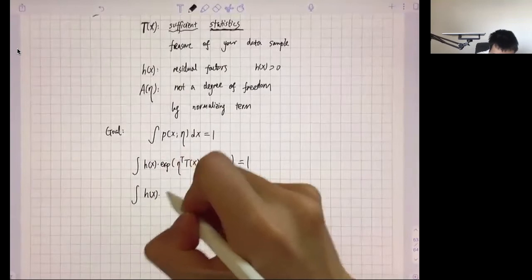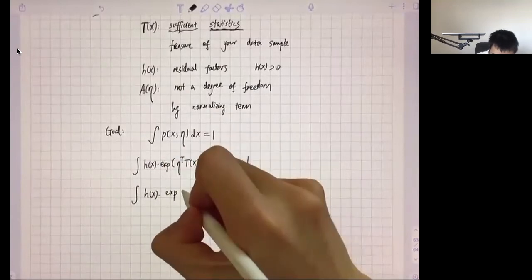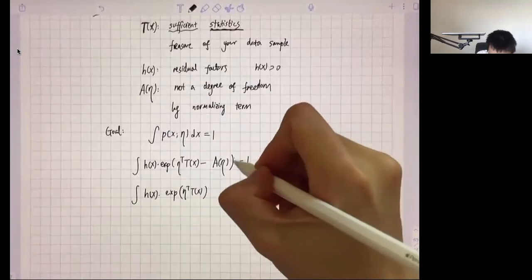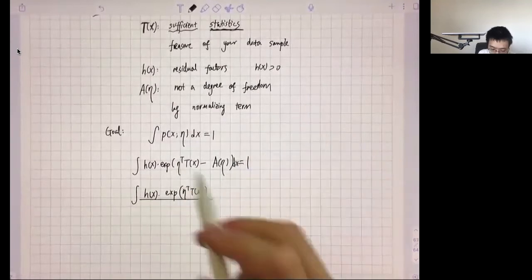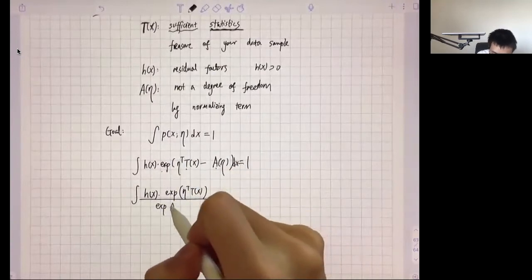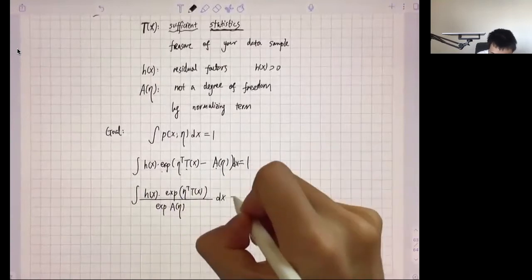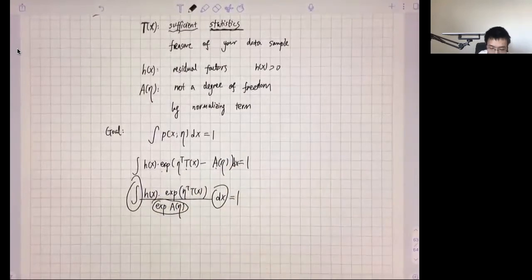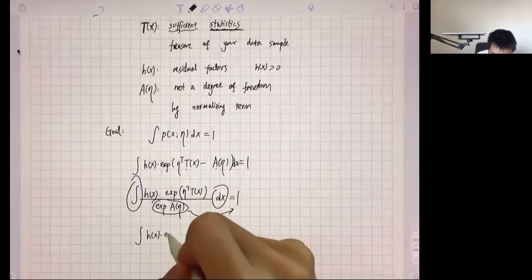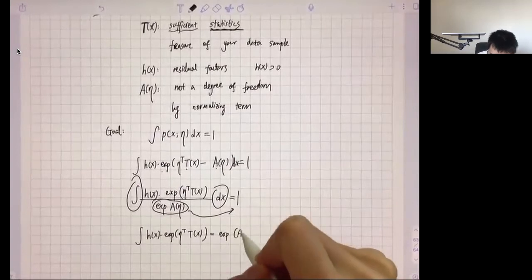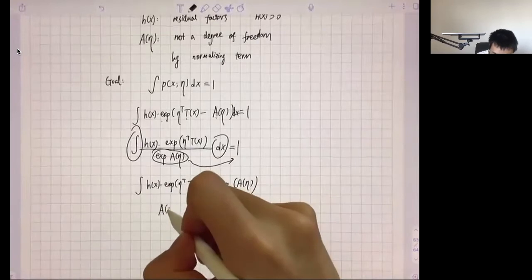I say h of x exponential of eta transpose T of x, okay, divided by, dx. Because it's exponential a minus b, so it's divided by exponential of b. So it's exponential of A of eta, dx is 1. Now you see this integral is with respect to x. So exponential of A of eta is a constant. So I can put exponential of A of eta there. So I say, then A of eta is log.